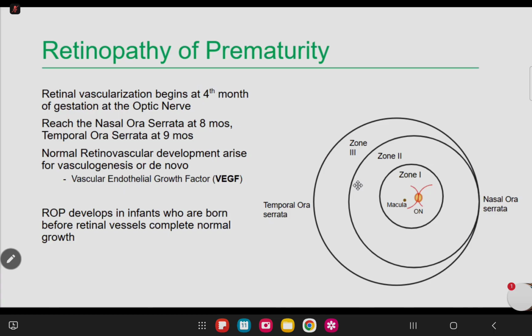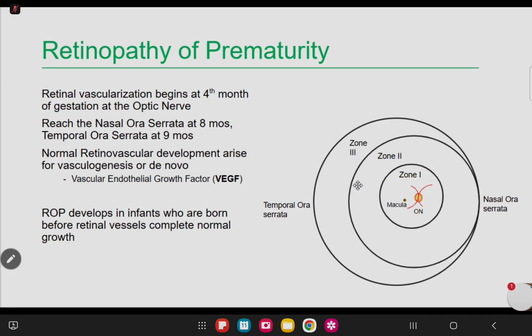The normal retinovascular development arises from vasculogenesis or de novo. So you have your vascular endothelial growth factor. This is the growth factor responsible for the growth of your blood vessels inside your retina, no? So ROP develops in infants who are born before retinal vessels complete normal growth, or there would be deranged levels of VEGF, no?